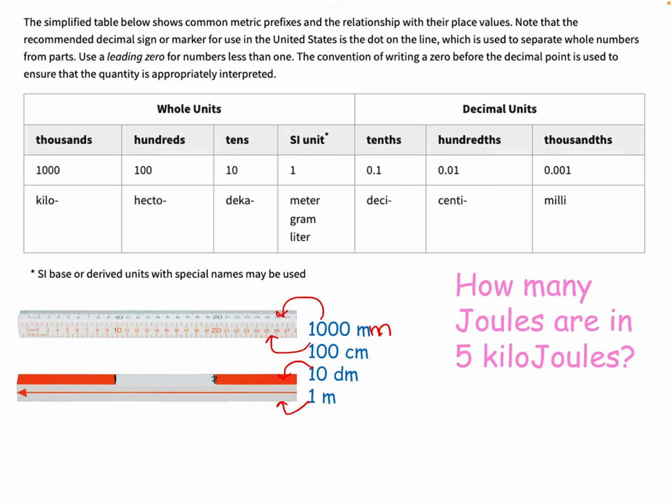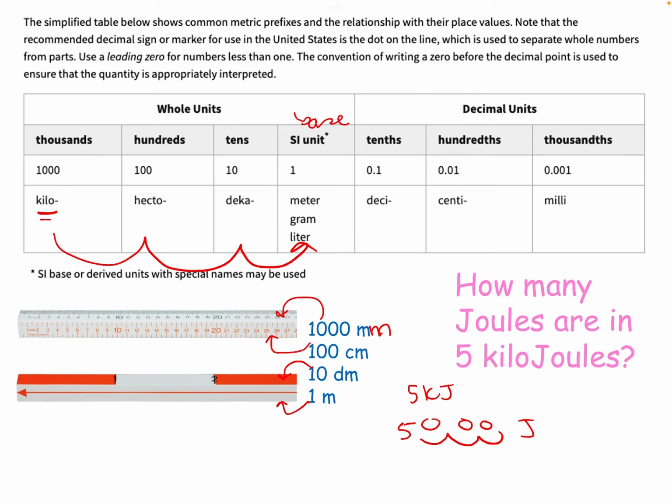So here's a question. How many joules are in 5 kilojoules? So again, we can do this using dimensional analysis, which we may or may not have learned yet. Or we can use this little chart. So 5 kilojoules. I'm going to move my decimal place from kilo to just regular. These are the base units. So 1, 2, 3 spots to the right becomes 5,000 joules.